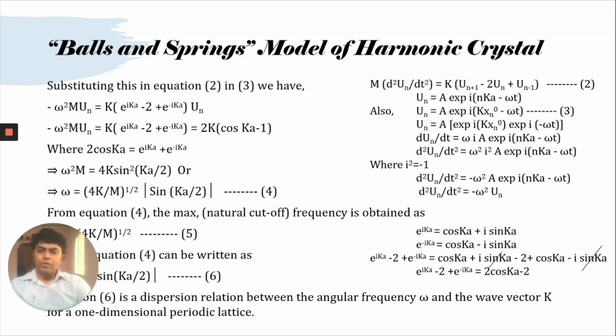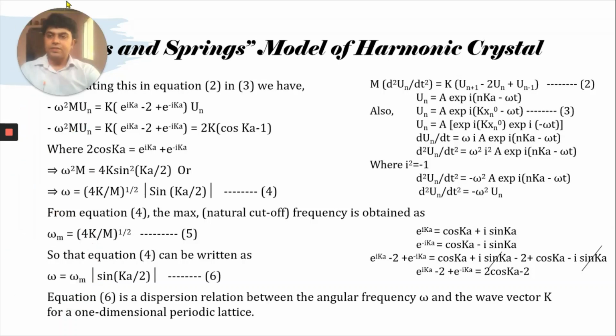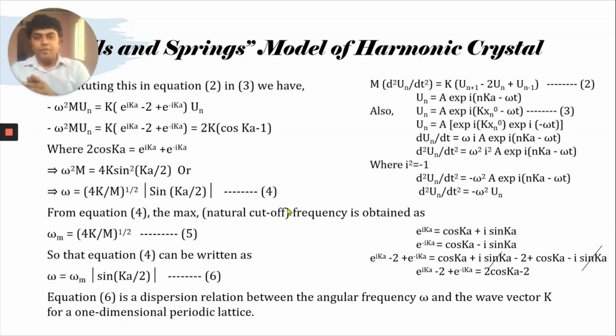If you solve the expression at the top, that is 2k times cos ka minus 1, and equate it with this equation and make use of the expression e to the power of ika plus e to the power of minus ika, we obtain sine square ka by 2. So if we remove the square, omega equals root of 4k by m times the modulus of sine ka by 2. The modulus is very important because it tells us which sign, positive or negative, applies. We will understand it later in the dispersion relation.